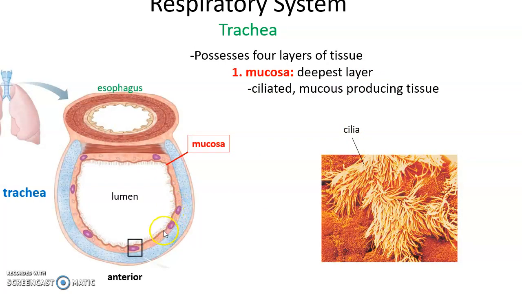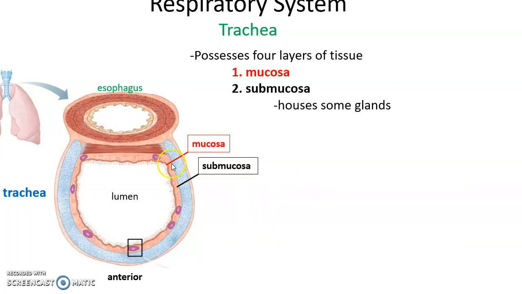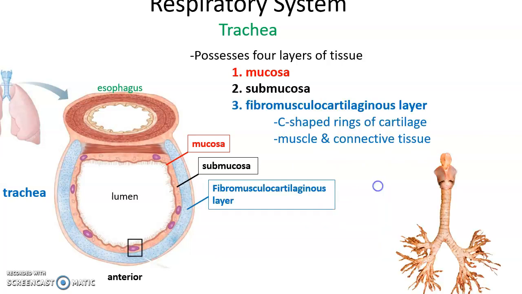The innermost layer is the mucosa, basically the mucous membrane, made of ciliated epithelial cells, some of those cells producing mucus, which is very important for catching particulates in the air. And the cilia are very important for moving the mucus up to the pharynx so we can swallow or spit it out. The next layer out is the submucosal layer. Submucosal layer houses some glands found in the trachea, mainly mucus-producing glands.